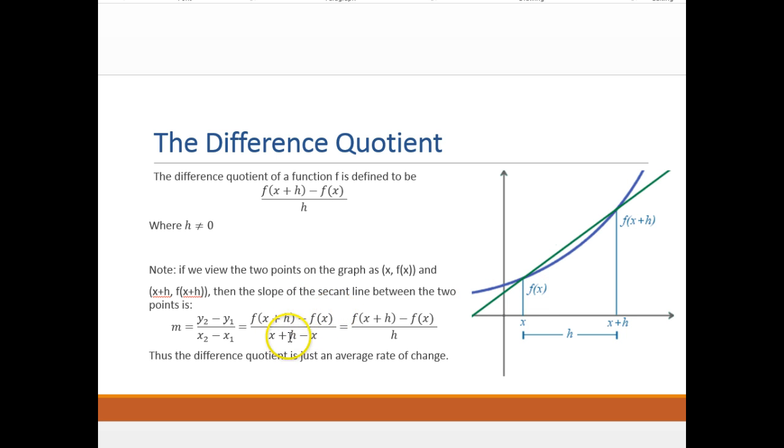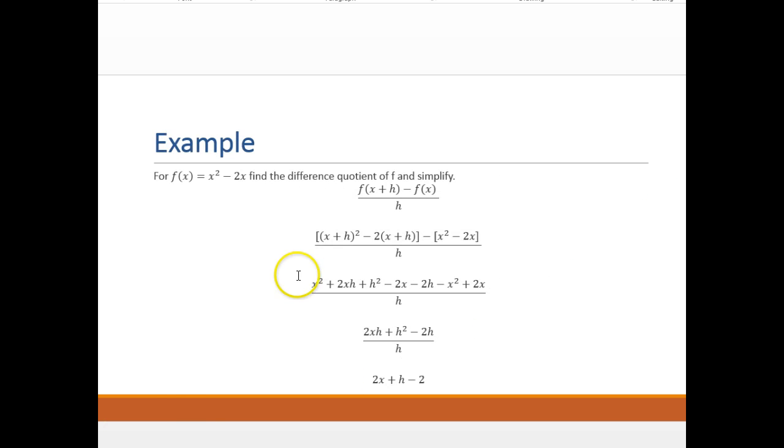Now I had x2 minus x1. Again, x2 was just x plus h. x1 was just x. Notice my numerator stays the same, f of x plus h minus f of x. And notice in the denominator, the x cancels and you're just left with h. Therefore, your difference quotient is just an average rate of change. And that's what you're really finding is the average rate of change between these 2 points on the secant line that connects them. Let's look how this works.